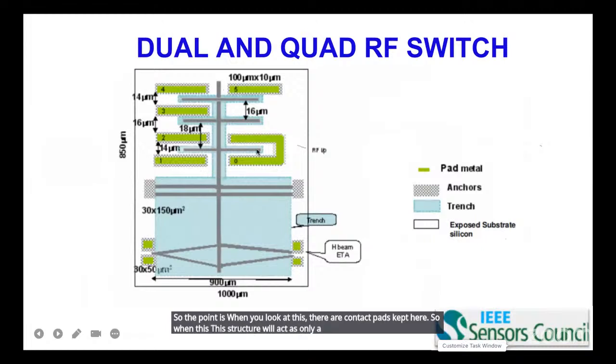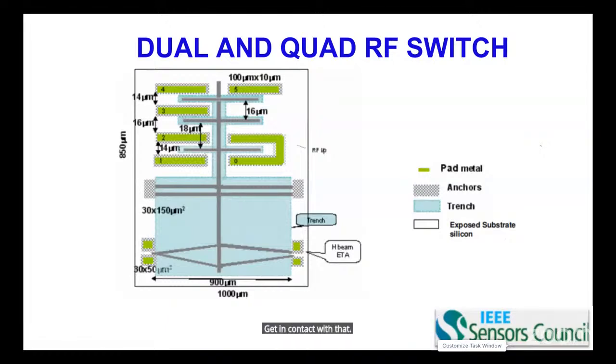So when you see here, we have RF input port and RF output ports. One of the ports is the input port and the other remaining ports are outputs. So when the structure moves up and touches here, it will connect this input port with this output port, and this input port with this output port, so that these two will also get in contact with that.